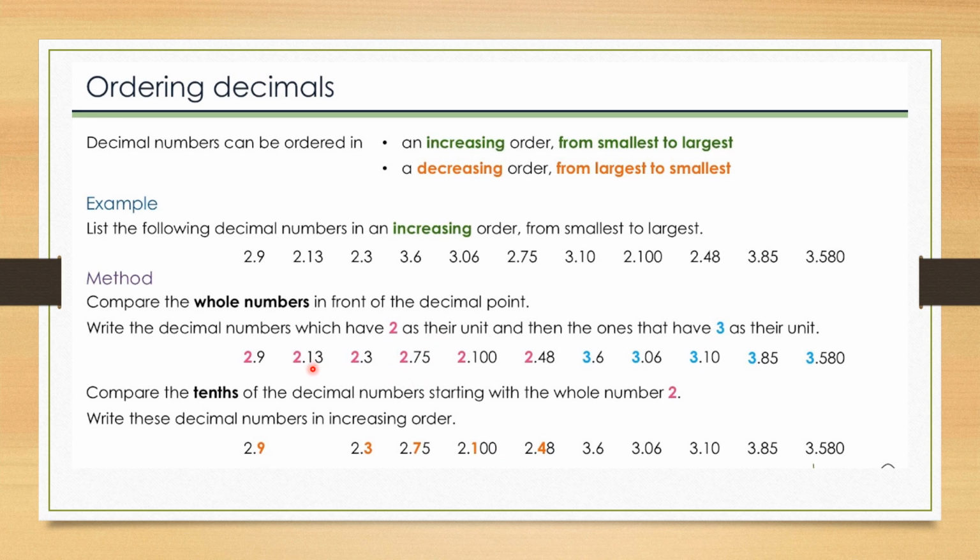So what you have to do next is see the digit next to the decimal. After the decimal, look at the highest place. So 2.100 will be the smallest number. Then 2.13, then 2.3, then 2.48, then 2.75, then 2.9. After this, come to the whole number 3. So 3.06 is the smallest number. So 3.06, then 3.10, then 3.580, then 3.6 and 3.85. Okay, so this is the order.